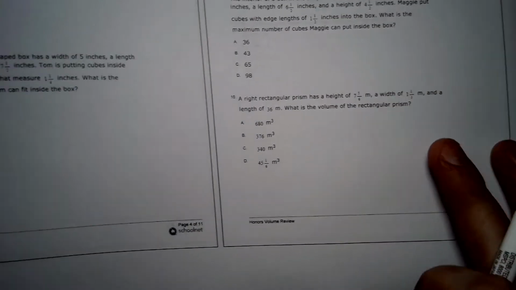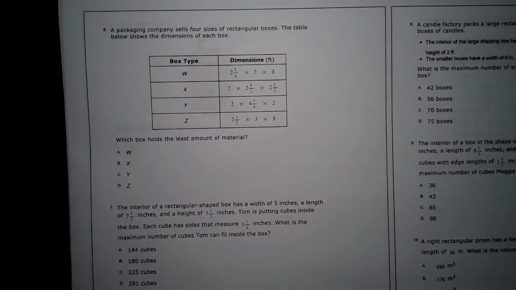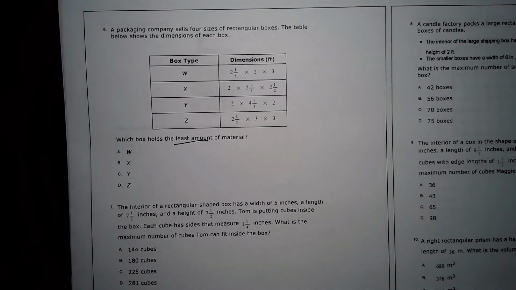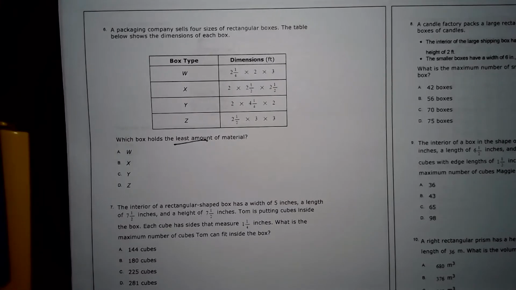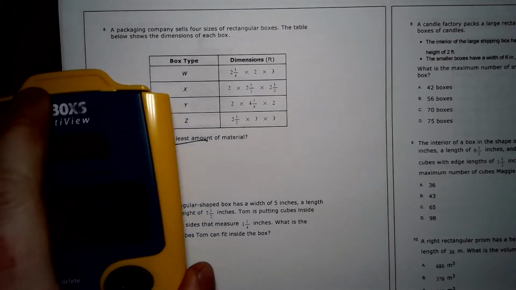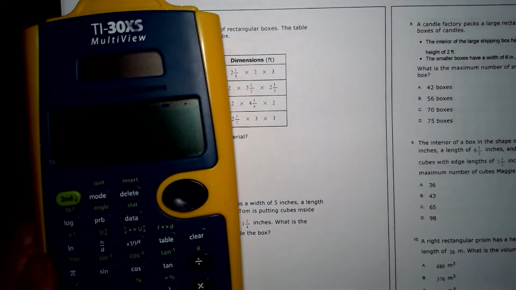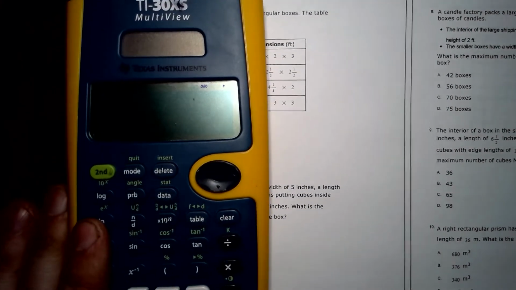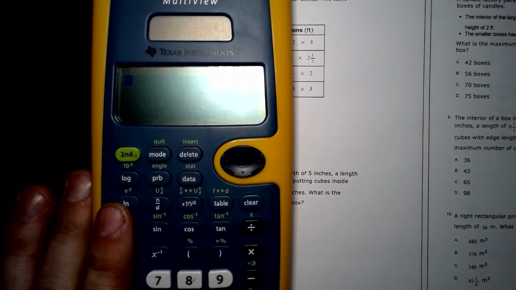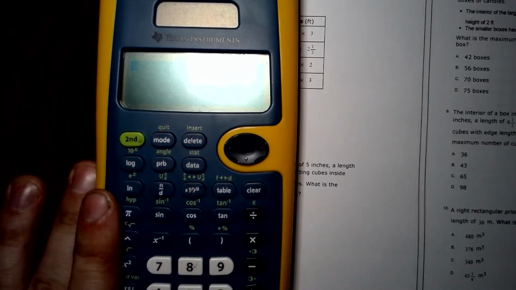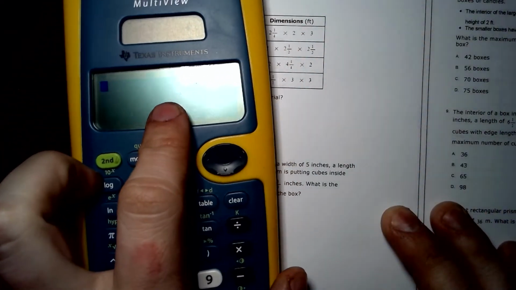Moving on. Number 6. It's asking which box will hold the least amount of material. If you got this problem wrong, it was probably for just some dumb mistake. You accidentally chose the one that held the most. So all we're going to do is find the volume of each of these containers. Move this over so I can type and you can see what I'm doing.